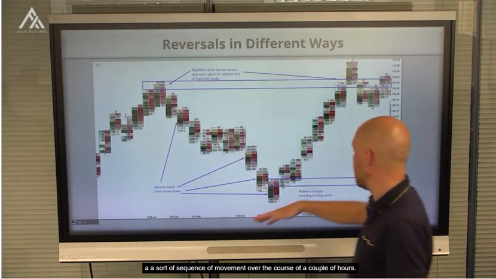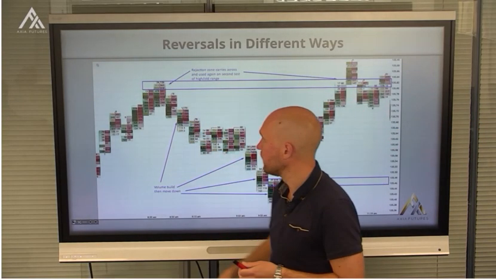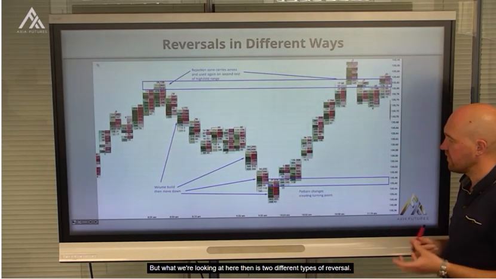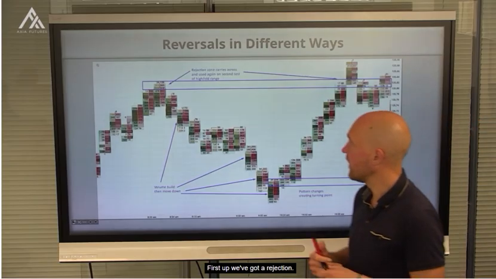So I thought I'd try and bring this together with an example, looking at a sort of sequence of movement over the course of a couple of hours. This is on the Bund, rather than the previous one looking at oil. What we're looking at here then is two different types of reversal. First up, we've got a rejection.